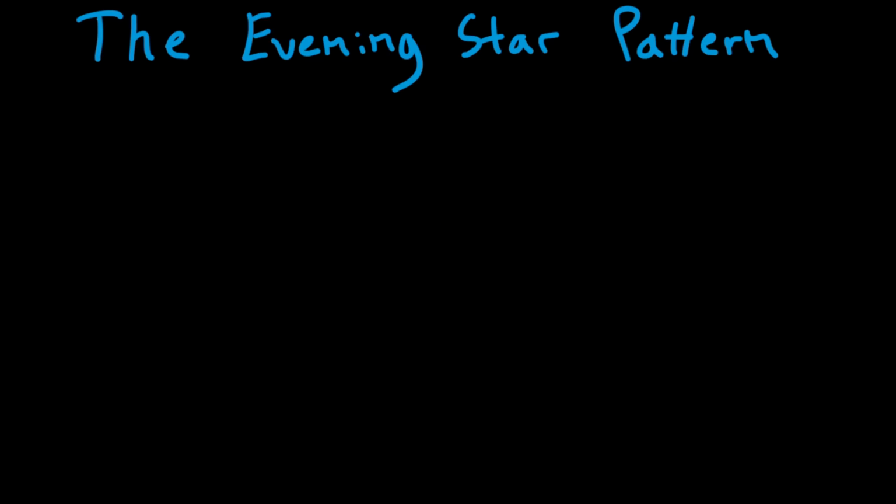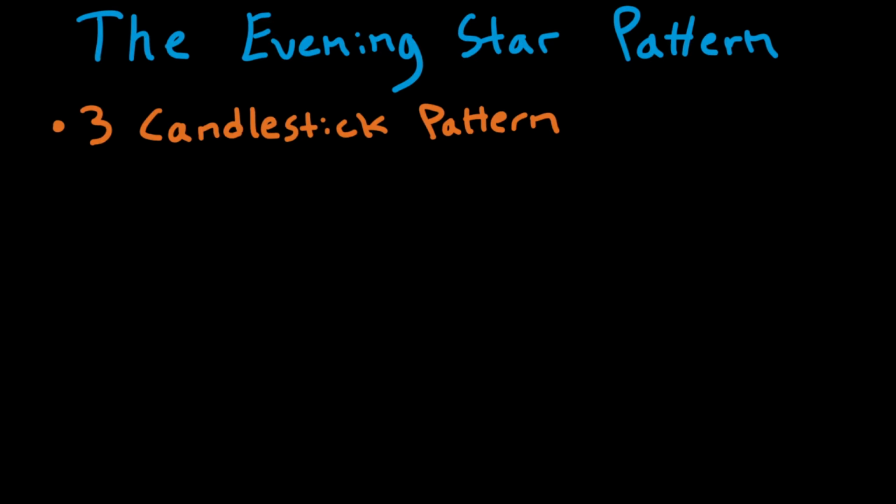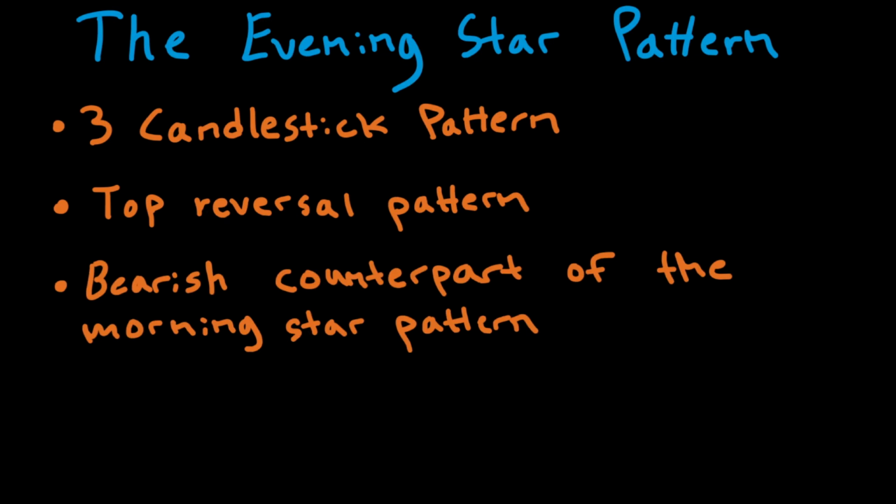So the evening star pattern, what is it? Well, it is a three candlestick pattern, a pattern that consists of three candles. The pattern is a top reversal pattern, so it appears after a rally. We can also mention that the evening star pattern is the bearish counterpart of the Morningstar pattern. If you want to learn about the Morningstar, I already have a video about that and we'll link it up in the corner in the i. So the Morningstar is the bullish reversal pattern, but the evening star is a bearish reversal pattern, and that is what we're going to look at in this video.